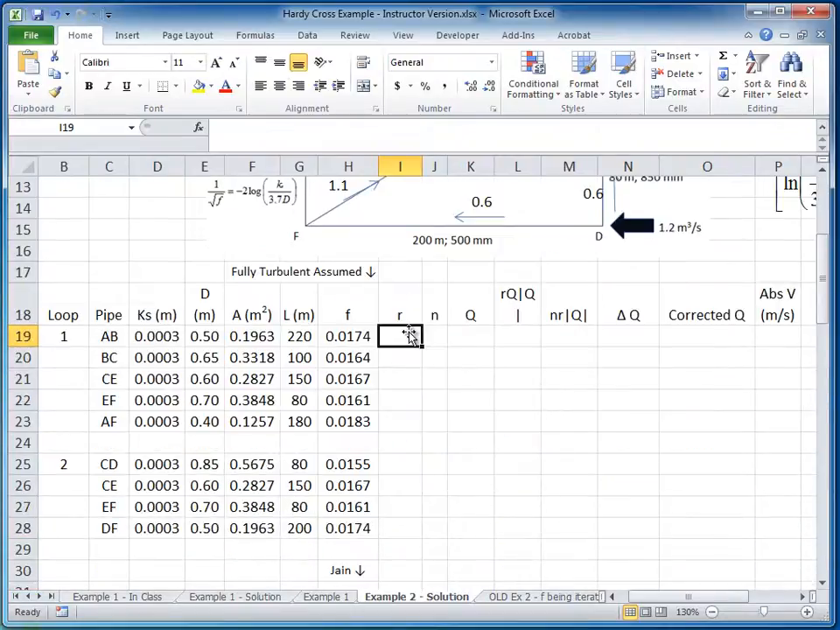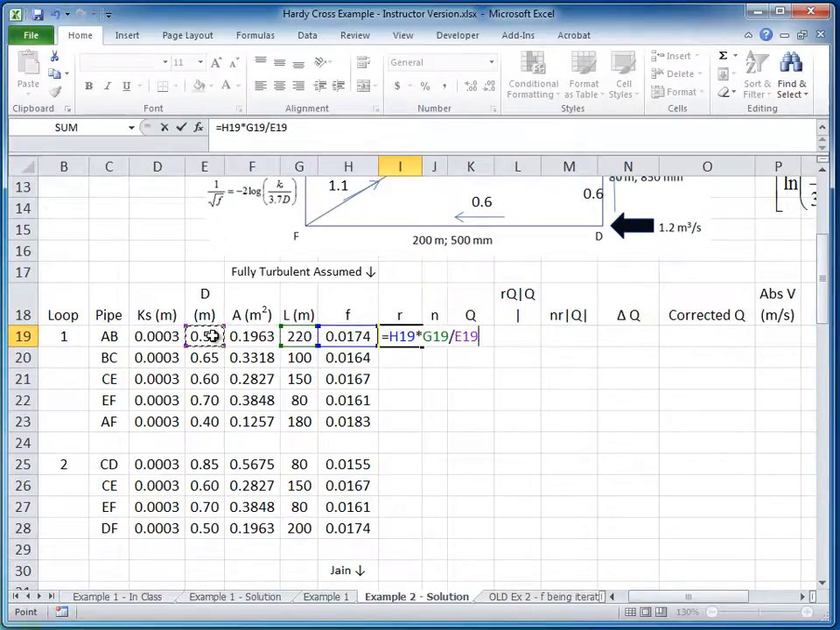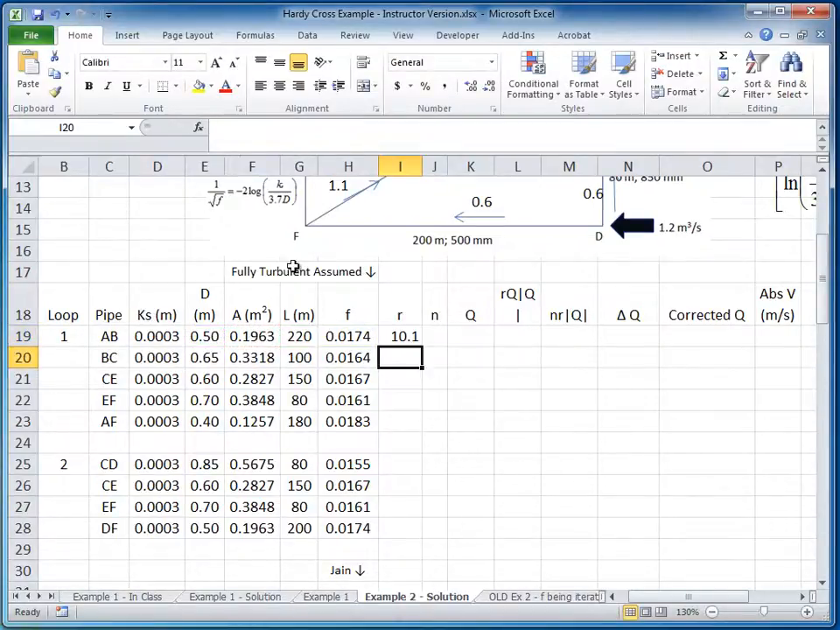R is just going to be the F value, F times L divided by D divided by 2 divided by G, 9.81 divided by A squared. All right, and that gives me an R value.